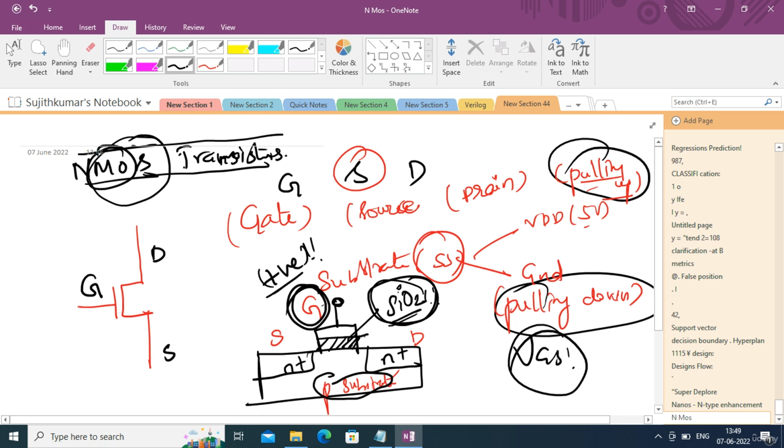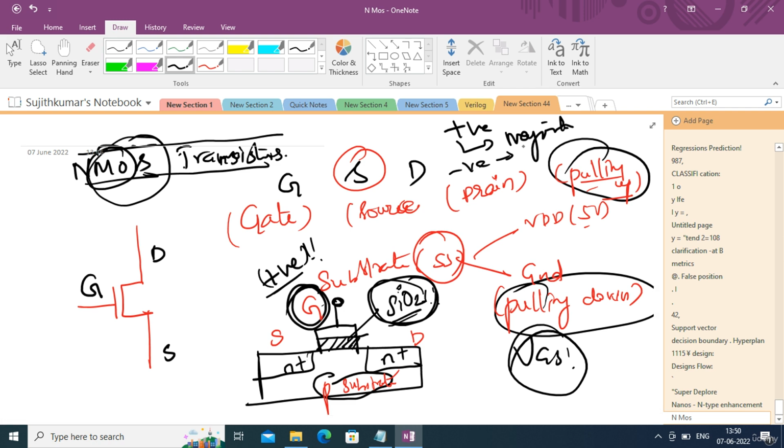Okay, how can a P substrate contain negative charges? They are nothing but the minority carriers. What do I mean by P substrate? It will have positive charges to the maximum, those are majority carriers. Positive charges are majority carriers, and some minor negative carriers, which are nothing but minority carriers. You are applying positive voltage to the gate, so when you are applying positive, only negative charges will be attracted.